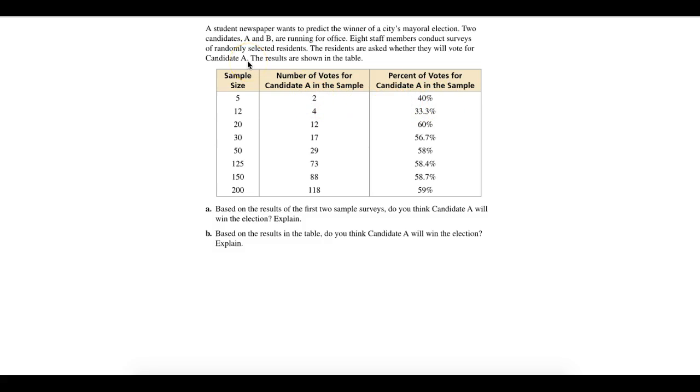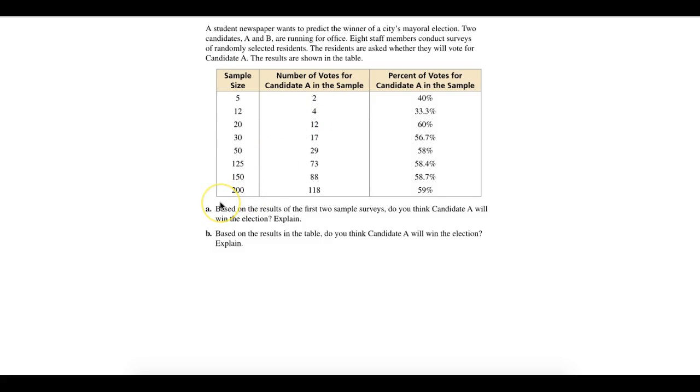So let's look at the problem first. We've got a student newspaper wants to predict the winner of a mayor election. There's only two candidates running. This is important. Candidate A and candidate B. They're running for office. So 8 staff members went out and conducted surveys of randomly selected residents. And the residents were asked which candidate they're going to vote for. Now, actually, they were asked if they'll vote for candidate A. Okay, so these results right here are whether or not they will vote for candidate A. And in this table, we have the percentage of votes for candidate A.